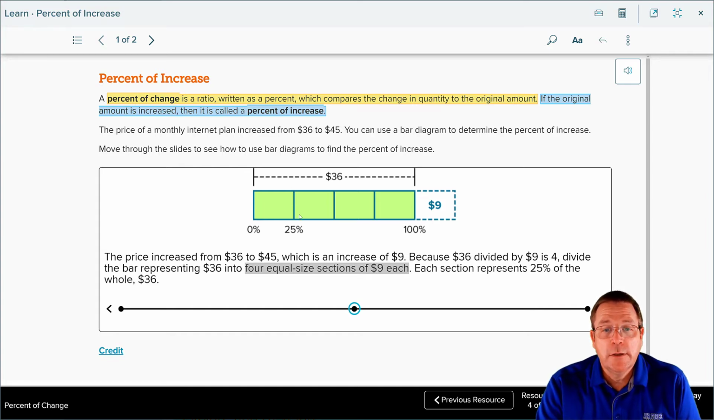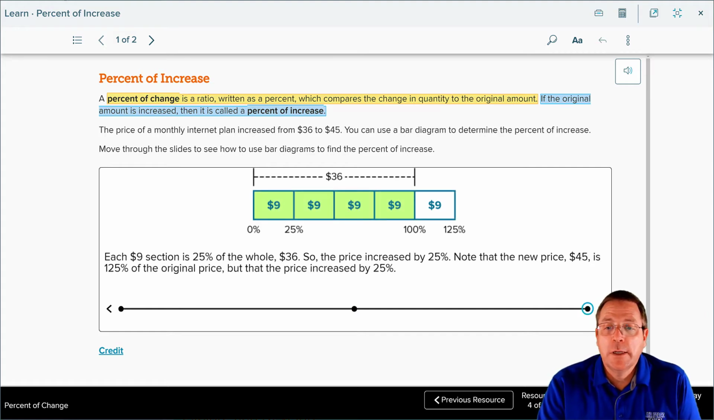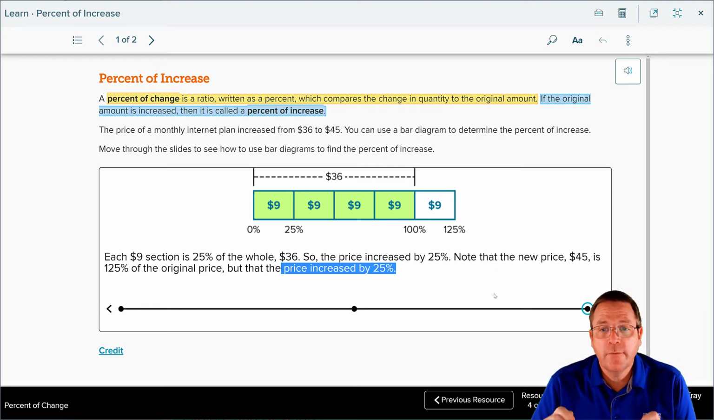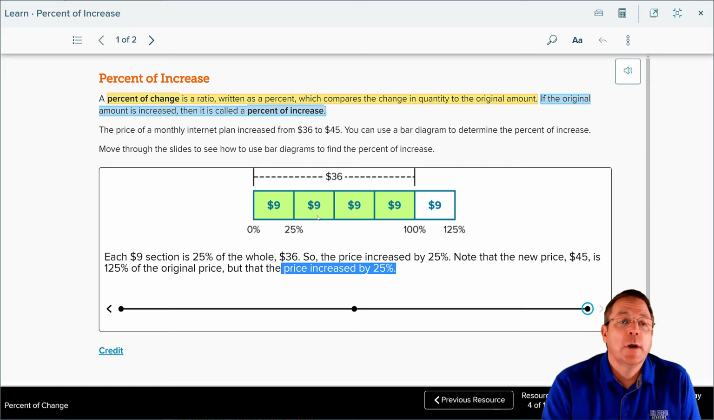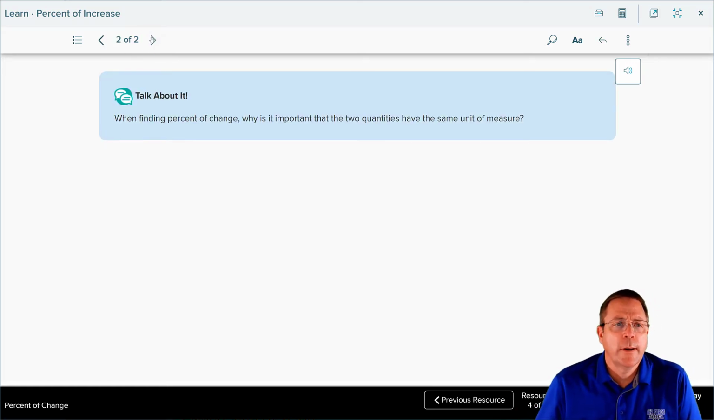Because all 4 combined were 100%, that means each one of them is going to be 25%, and each one of them represents $9. So now we're at 125% of the original price by adding that $9 to it, which meant that the price increased by 25%. It was a 25% increase, and the new price is 125% of the original price. If you multiply the original price by 1.25 or 125%, you're going to get the new price. But we'll talk more about that in a little bit.